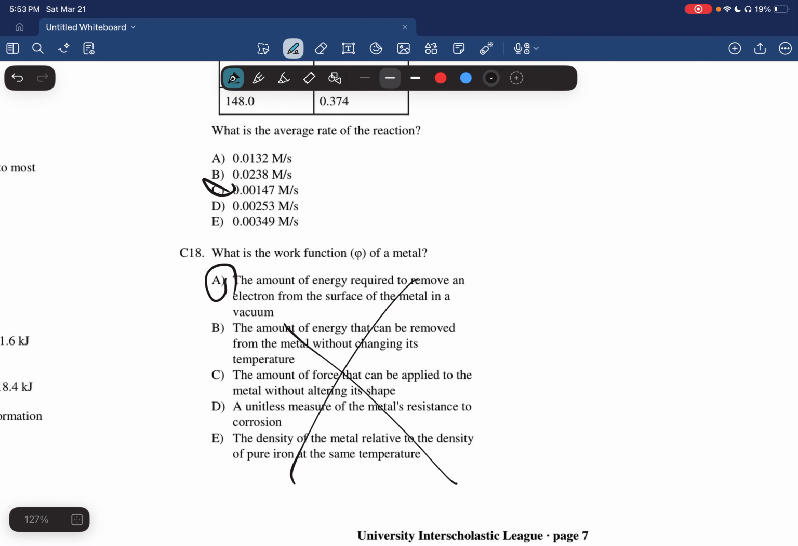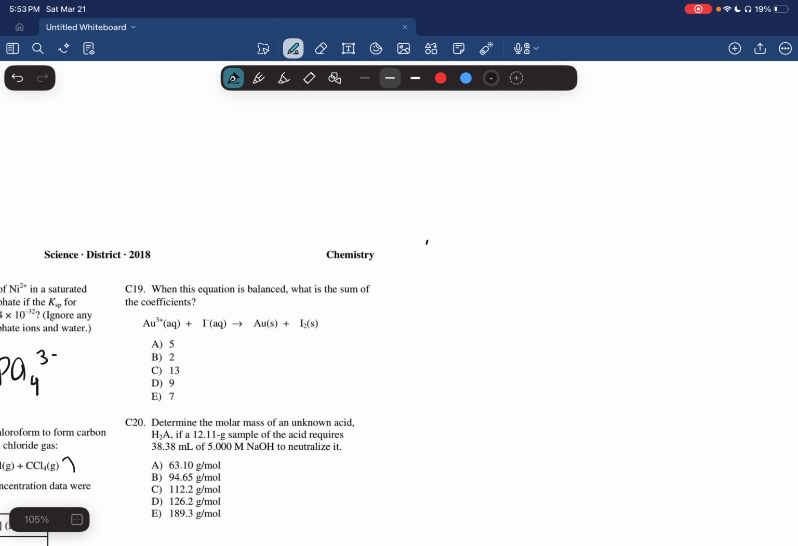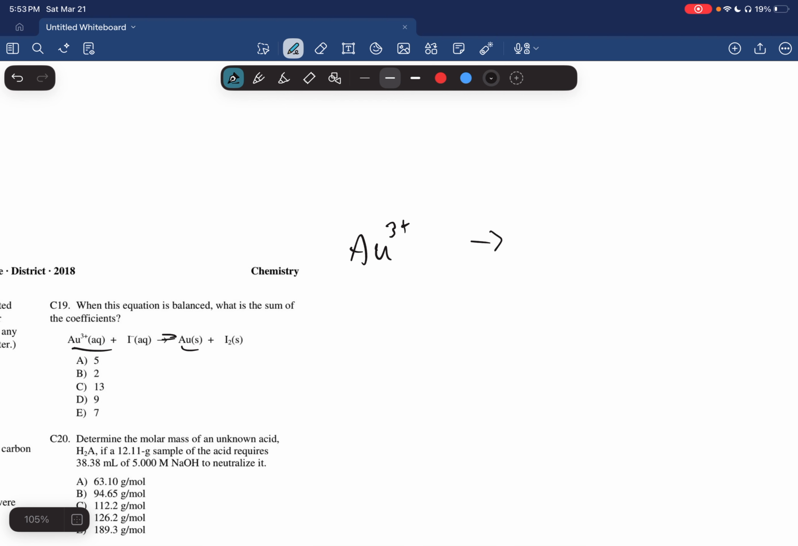So question 19 says, when this equation is balanced, what is the sum of the coefficients? So this is a redox reaction, and we need to separate it into half reactions. So we have our gold 3+ here. Let's see what happens with our gold 3+. When our gold 3+ is in the reaction, it becomes gold solid. To do that, we need to get rid of this 3+ charge, so we need to add 3 electrons here, because these electrons are going to cancel and leave us with just our gold solid. And now let's do the same for our iodine.